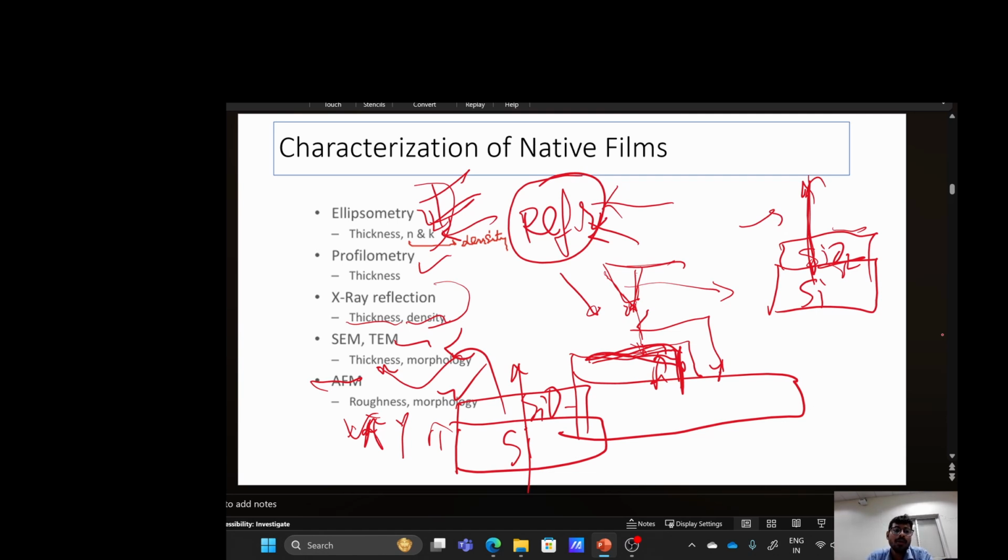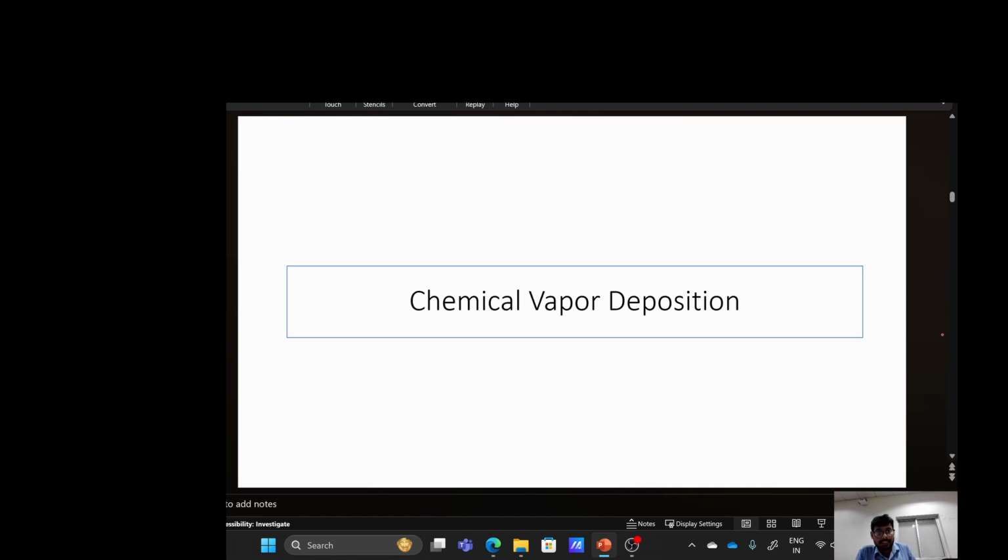Okay, so next we will see chemical vapor deposition. This is another additive process which adds a layer of another material or the same material, say silicon dioxide on silicon, or any other materials can be epitaxially grown over a substrate through chemical means. This is CVD, the abbreviation of chemical vapor deposition.